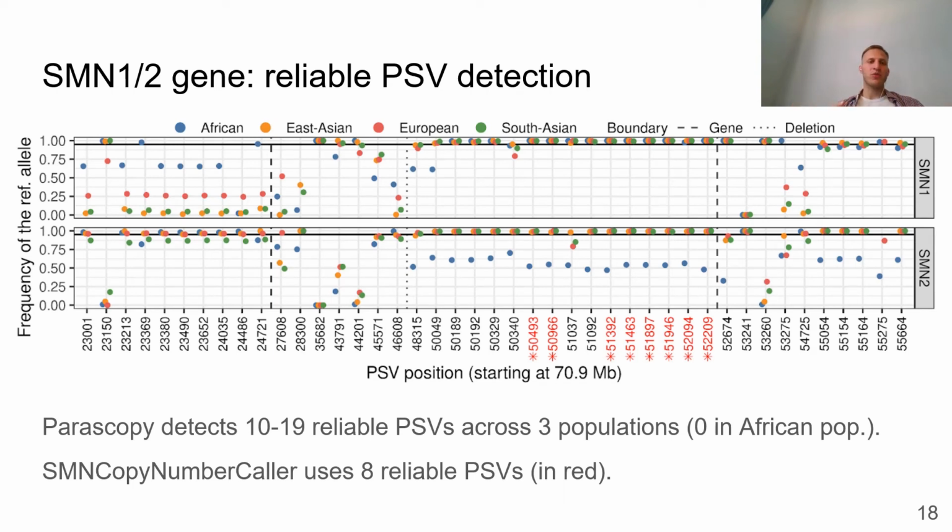Additionally, it's very important to see that there are more than 40 PSVs in this region, and if a method is not designed to detect reliable PSVs, it will make errors because more than half of the PSVs are unreliable.